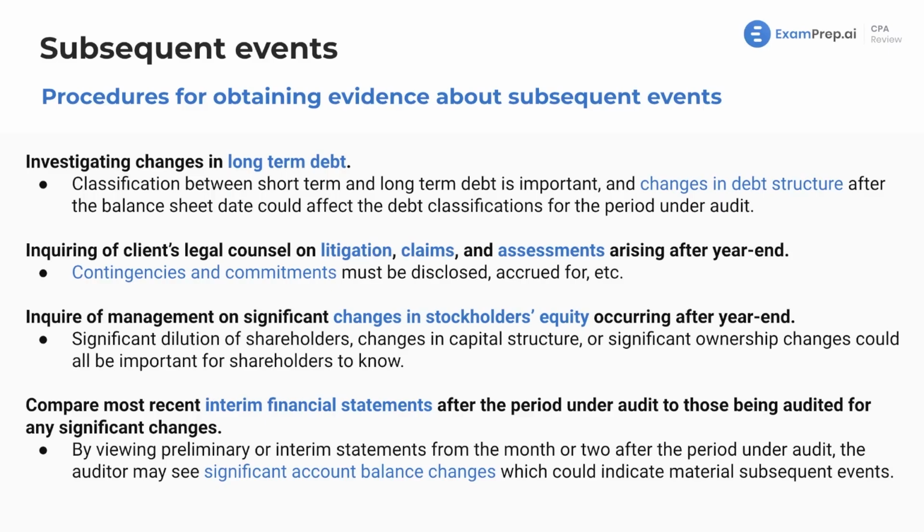We've got procedures for obtaining evidence about subsequent events. So what are you going to do to get this evidence for subsequent events? Well, if we want to investigate changes in long-term debt, start with that account. Classification between short-term and long-term debt is important. Very important there. Make sure the financial statements are accurate. And changes in debt structure after the balance sheet date could affect the debt classifications for the period under audit. All right, so that's what you're going to look into there. You're going to investigate those changes in long-term debt, make sure that long-term debt and short-term debt is properly classified.